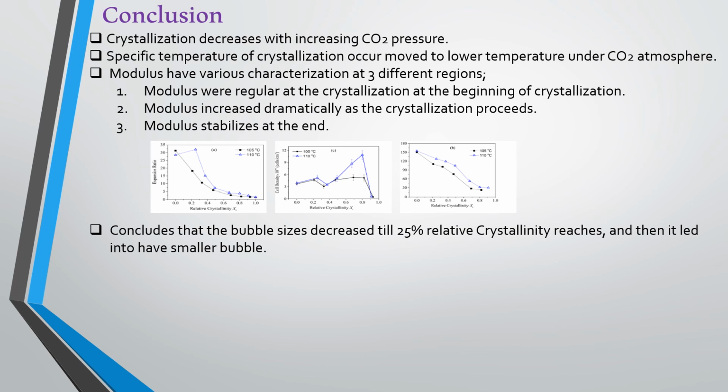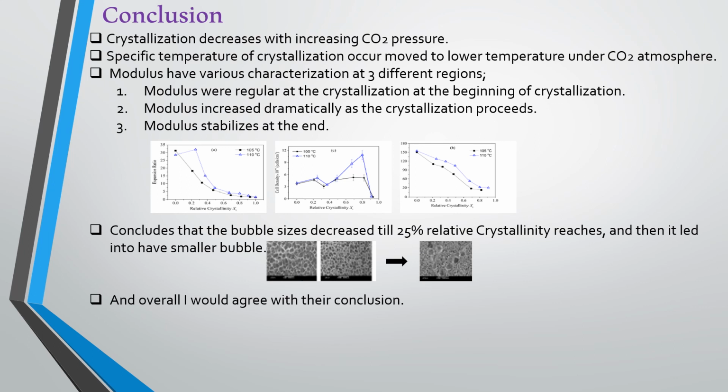After that, finally, they summarized how the foam behaves with relative crystallinity: the bubble size decreases until relative crystallinity, which is the Xt, reaches 25%. Because of the crystal formation, it leads to smaller bubbles, as too much crystal holds up the bubble growth. So those are the conclusions that they were able to make from the article.